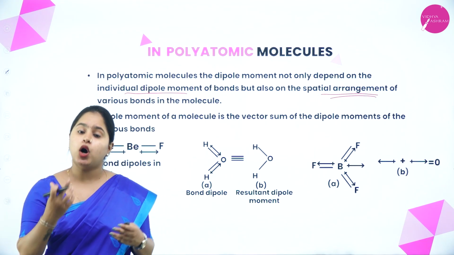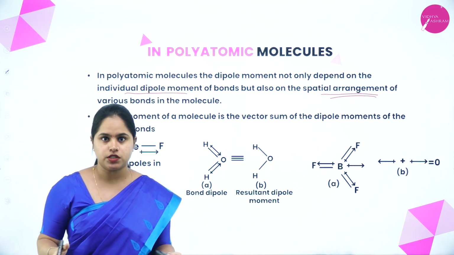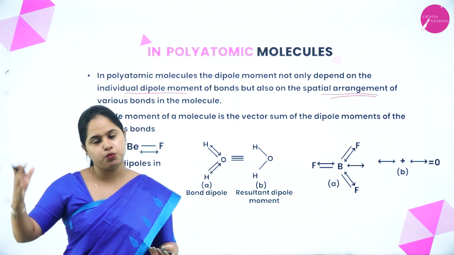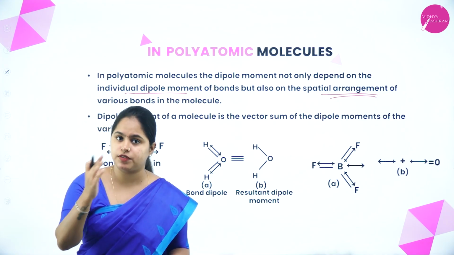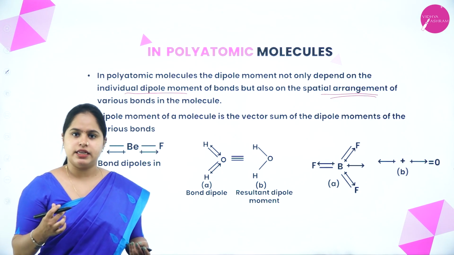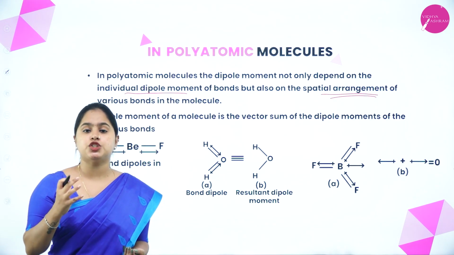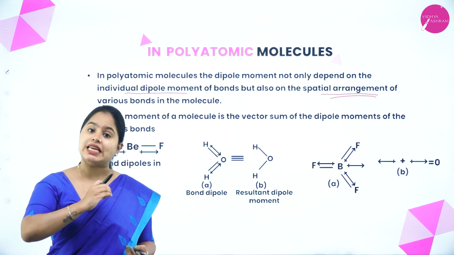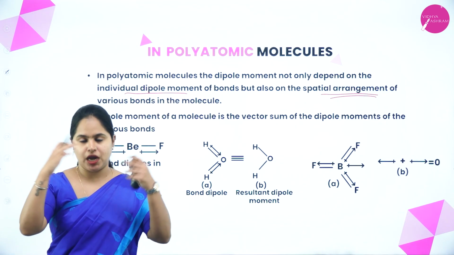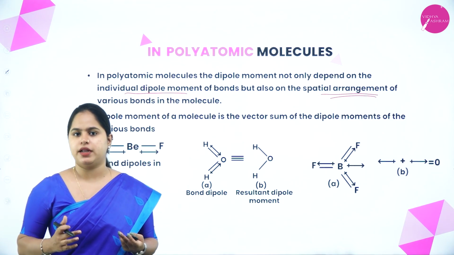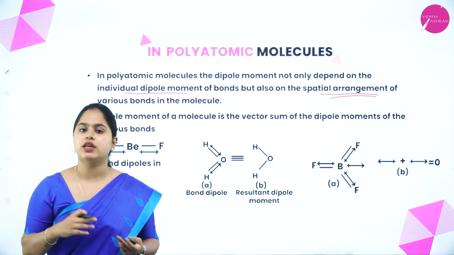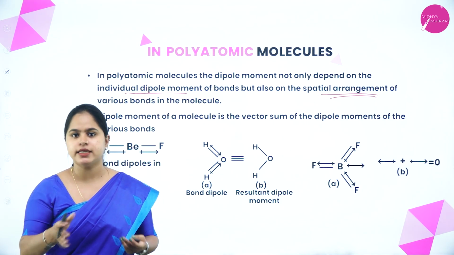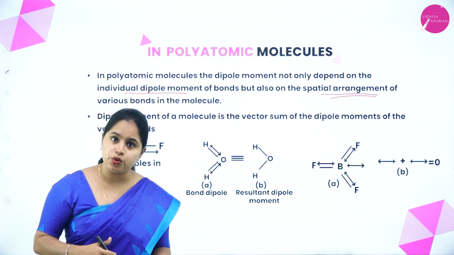Yes, so in polyatomic molecules, many directions will be present, right? The dipole moments associated with each bond will be different. Yes, so the spatial arrangement of each of these bonds should also be considered, not just the individual dipole moments. Yes, we have to calculate the overall dipole moment, right? So just looking at the individual dipole moments and adding them will not give the answer. So how do we calculate it?